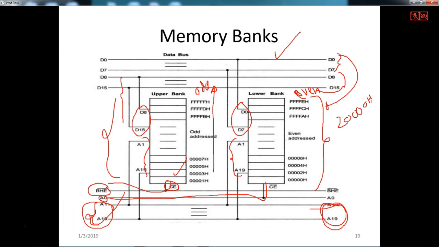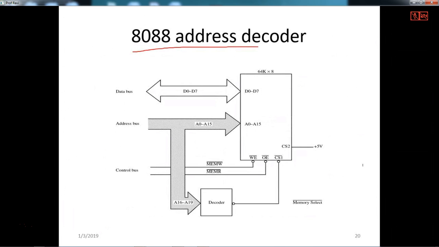That means the RAM which you interface should have this address, which means we need an address decoder. Here is an example of how an 8086 based system is connected. It is a 64K by 8 memory IC. 64K means you should have 16 address lines, A0 to A15, since 2 power 6 times 2 power 10 is 64K. A0 to A15 of the memory IC are connected to the address bus of your 8086.